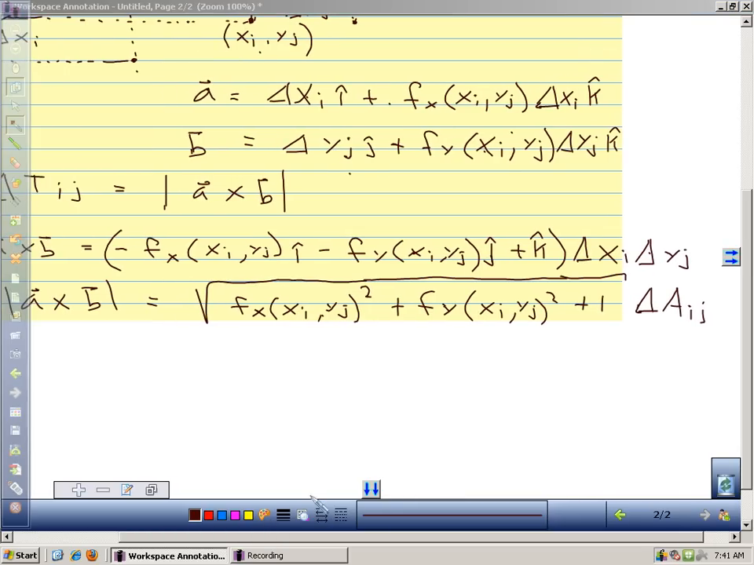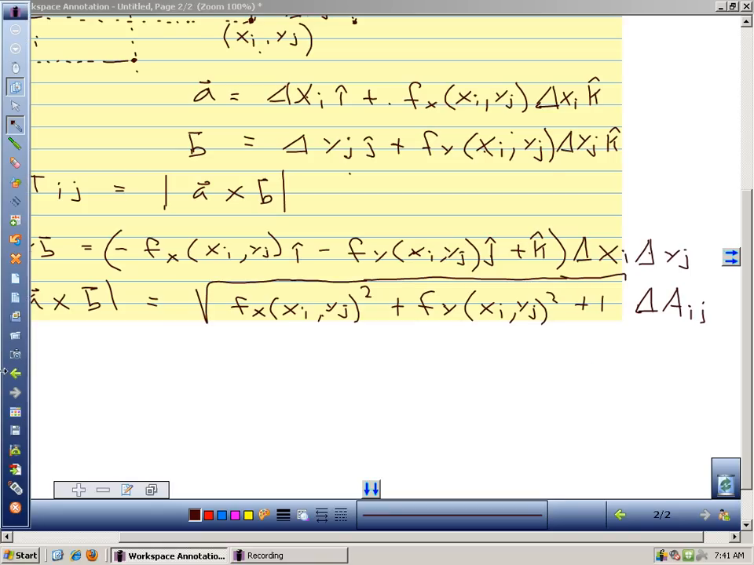And the total surface area is the sum of all of these small pieces of area over the entire surface. We're going to take the limit as delta x sub i and delta y sub j go to 0, so delta A ij is getting smaller and smaller. That sum is going to be our double integral for the surface area. Everybody follow how we come up with this?